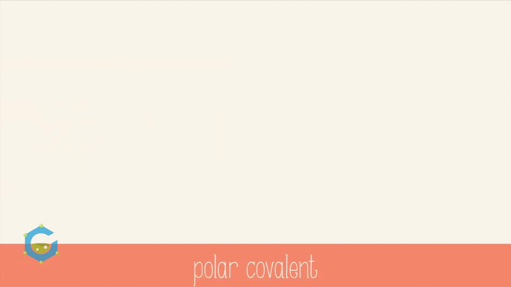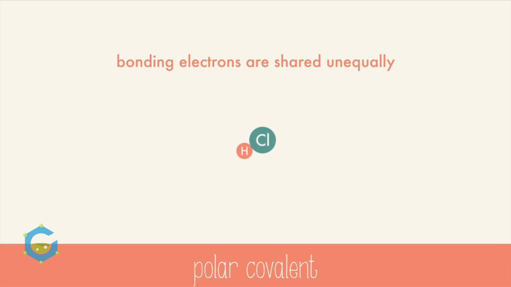Polar covalent bonds, or just polar bonds, have bonding electrons that are shared unequally, like hydrogen chloride, which is also called hydrochloric acid. The chlorine atom attracts the electrons more than the hydrogen atom, so the chlorine becomes slightly negative and the hydrogen slightly positive. We can symbolize this partial charge with the Greek letter delta. Fluorine gets a partial negative and hydrogen gets the partial positive.